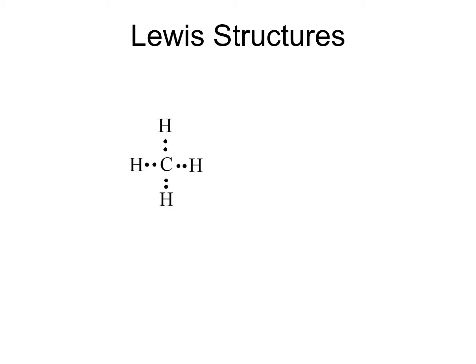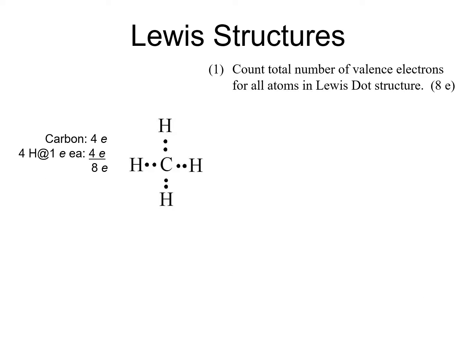Okay, so what about a Lewis dot structure? Well, there are rules on how you do Lewis dot structures. So here is the molecule methane. How do you do Lewis dot structures? What you do is, number 1, you count the total number of valence electrons for all atoms in the Lewis dot structure. So here we have our Lewis dot structure.